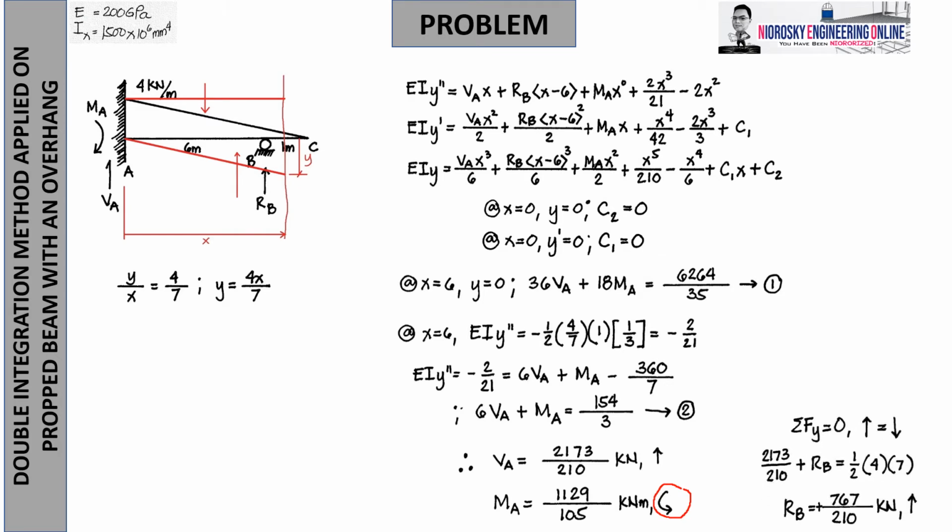And of course, we cannot completely use the EIY and EIY double prime, Y prime, kapag wala tayong value na RB kasi apektado. So, performing EFY equals 0, or if it's up to you, you can take a moment at A to be equivalent to that computed value. No, 1129 over 105 rotating counterclockwise. Either way, you can have the same answer. So, RB is said to be positive. Meaning, tama assumption ko na pataas, 767 over 210. No? This is discussed already from statics of rigid bodies. So, by this, we can now use the shear A, MA, and RB to solve for the desired question. This is the maximum deflection.